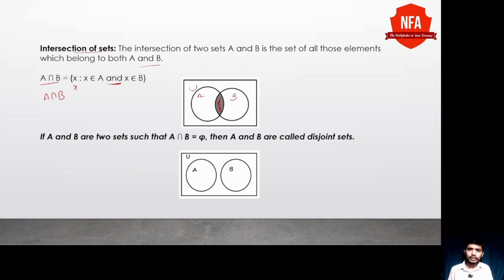If we are given two sets A and B such that A intersection B is phi, the empty set, we say A and B are called disjoint sets and denote them like this. There is no intersection between them.